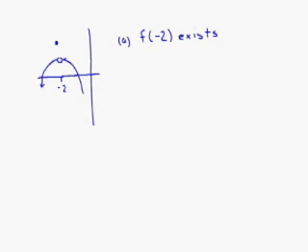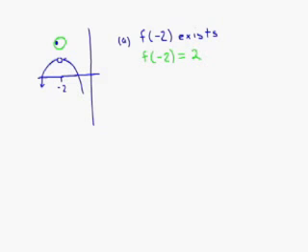Well, if you look at our diagram of our curve, or our graph, you'll notice that f of -2 indeed exists. It exists at 2. When x is equal to -2, our corresponding y value is 2. So the first condition is satisfied.